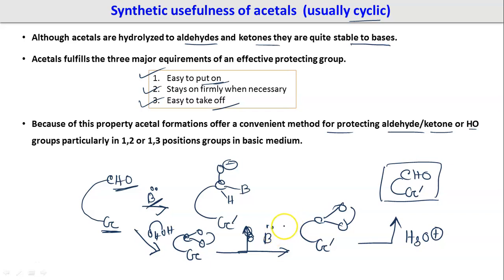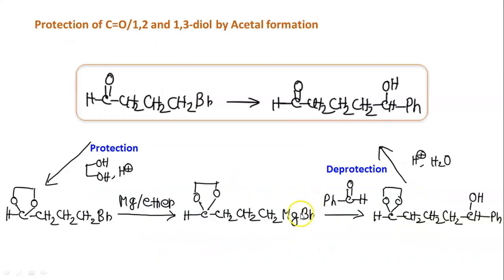Fine. And similarly, if in any molecule there is 2 OH group in 1 and 2 position or 1 and 3 position, then we can protect that 2 OH group by using some aldehyde. So that is also possible. So we can protect aldehyde or ketone as well as we can protect OH groups, but remember it must be 1, 2 or at 1, 3 position. Now we will see some examples.